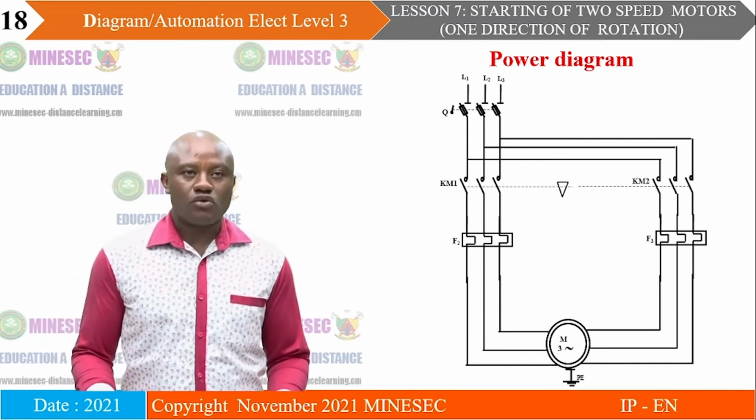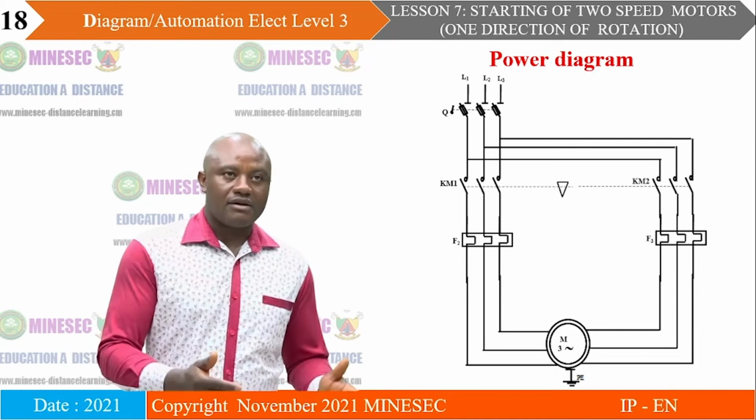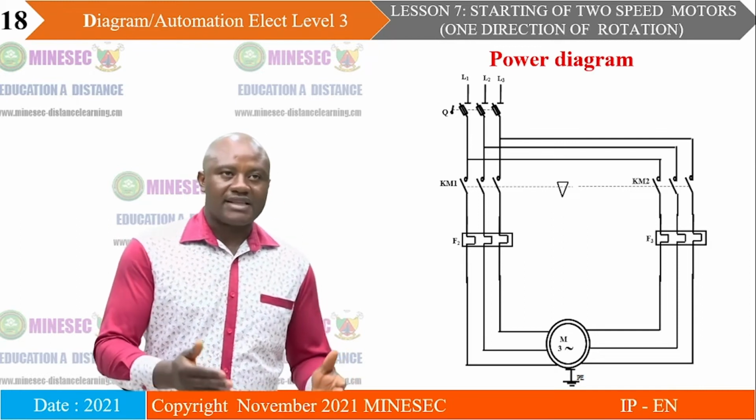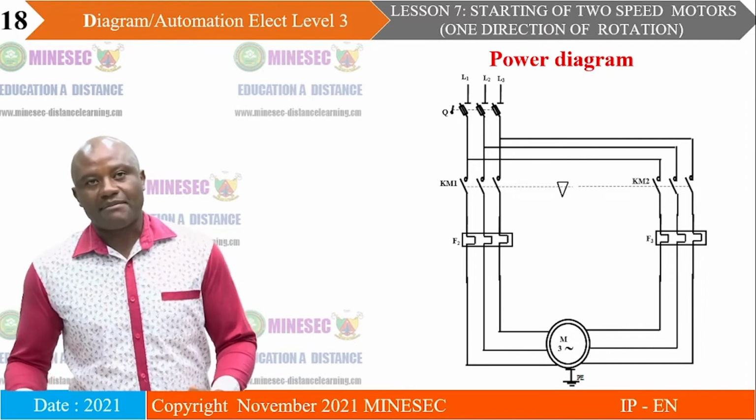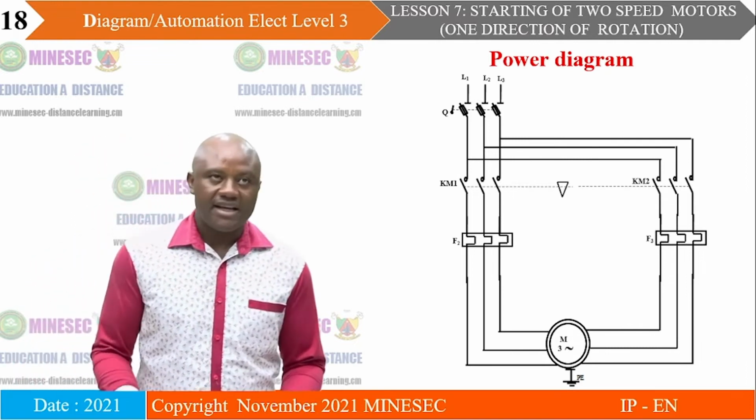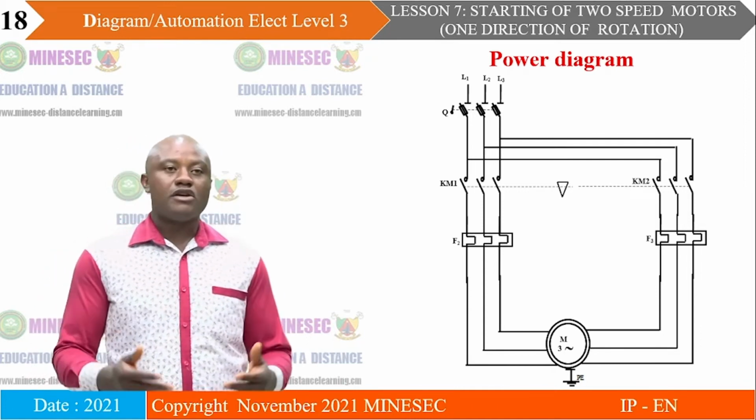So you have two separate windings. One is controlled separately with a thermal relay. The other one is also protected separately by another thermal relay. So we have the same power diagram. The problem now is at the level of the control.